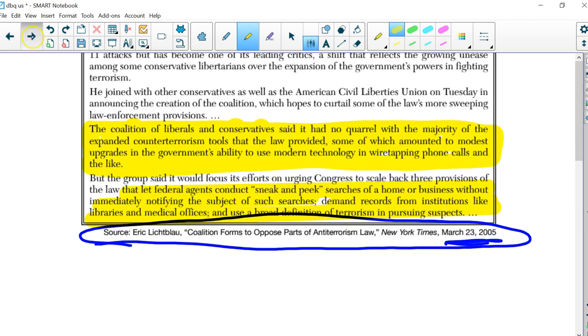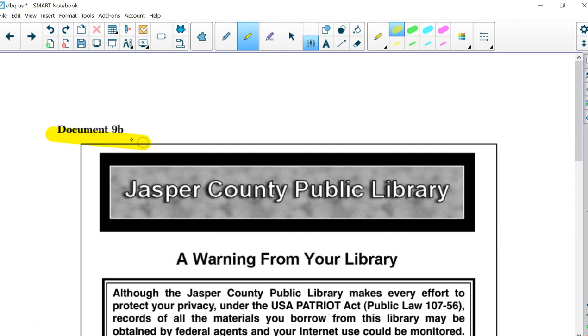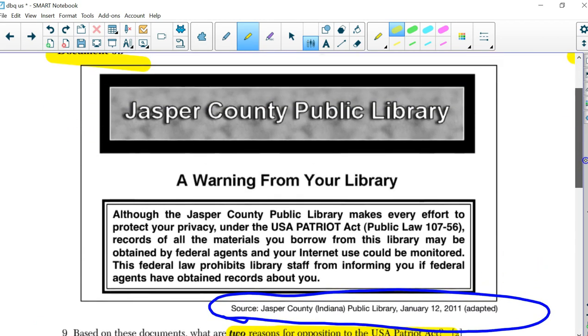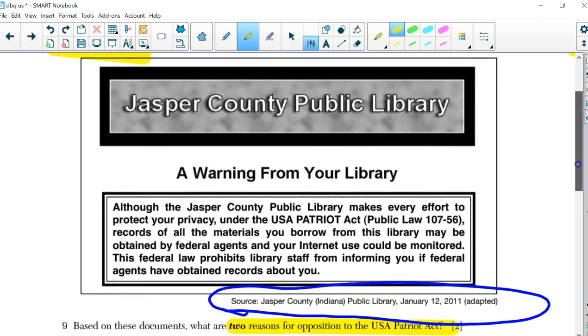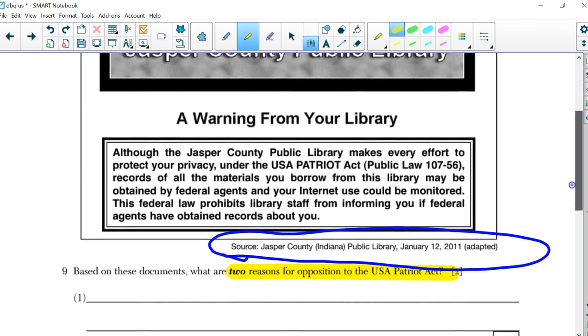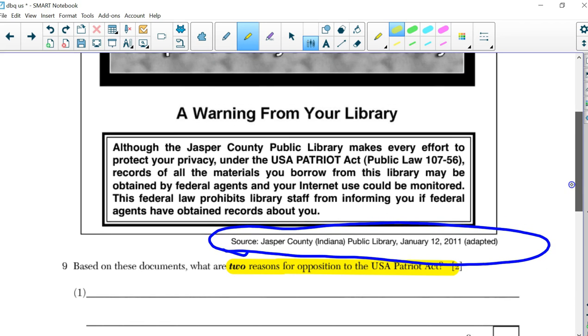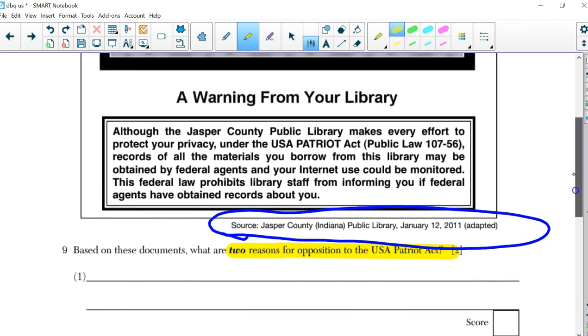I have my 2 answers, but I'm going to look at the second one just because they gave me document 9B. It must be important. Okay, so let's take a look at it. The Jasper County Public Library, a warning from your library. Although the Jasper County Public Library makes every effort to protect your privacy under the USA Patriot Act, Public Law 107-56, records of all materials you borrow from this library may be obtained by federal agents, and your internet use could be monitored. This federal law prohibits library staff from informing you if federal agents have obtained records about you. Kind of scary.